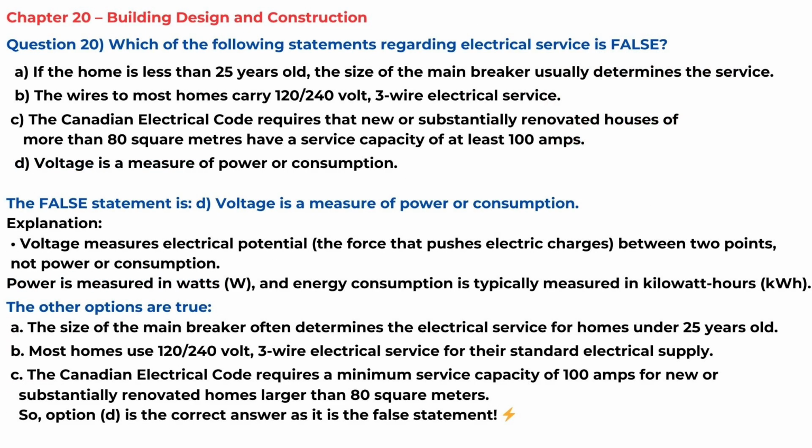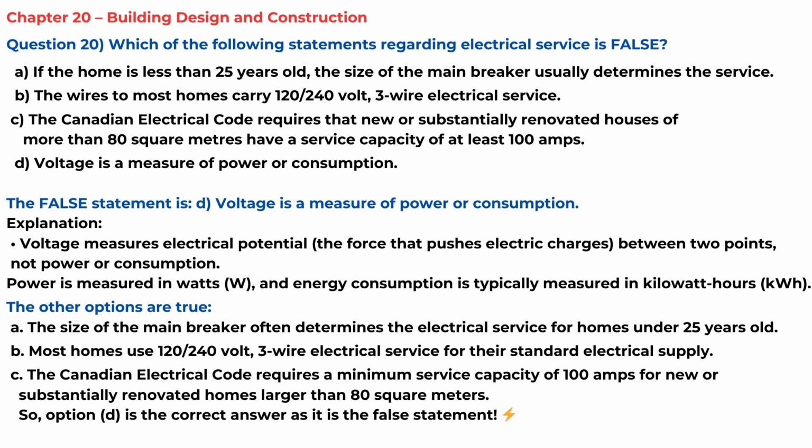Question 20. Which of the following statements regarding electrical service is false? The false statement is D. Voltage is a measure of power or consumption. Explanation. Voltage measures electrical potential, the force that pushes electric charges between 2 points, not power or consumption. Power is measured in watts, W, and energy consumption is typically measured in kilowatt hours, kWh. The other options are true.